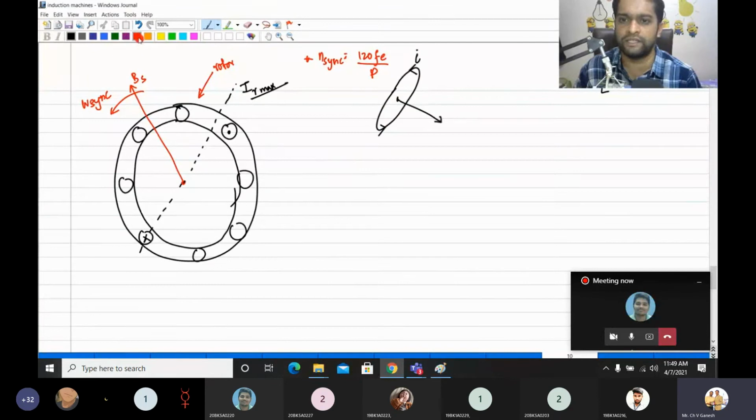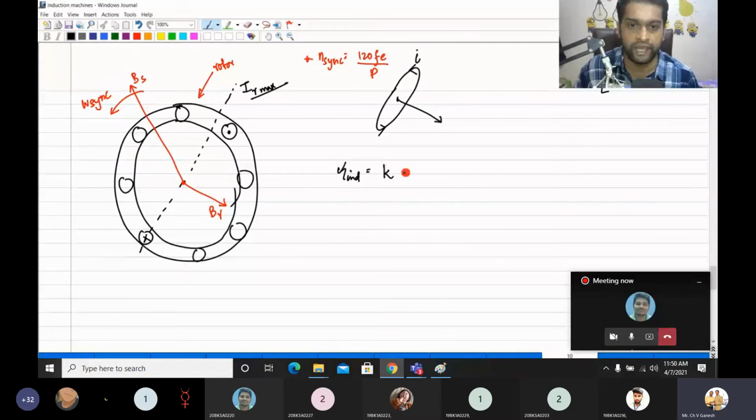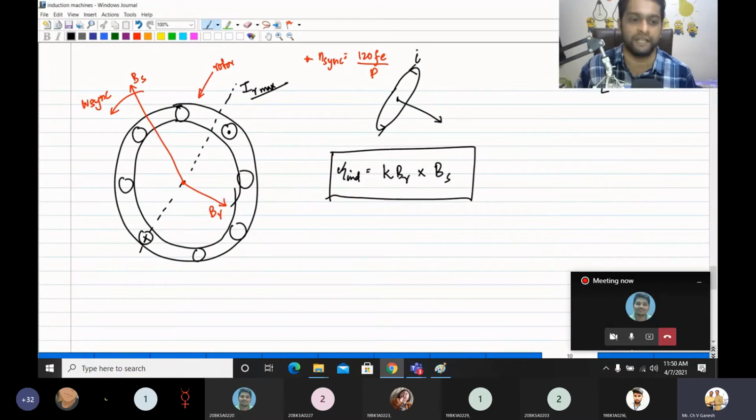You use the right-hand screw rule. Okay, all these things are very well explained in the AC machine fundamentals. You can watch that video also. So here also we can just draw that rotor flux. BS is created by the stator and now BR is created by the rotor. Now you are having two magnetic fields in space, right? And when you have two magnetic fields in space, the induced torque we have seen is equal to K into BR cross BS.